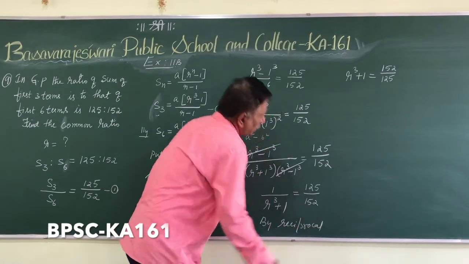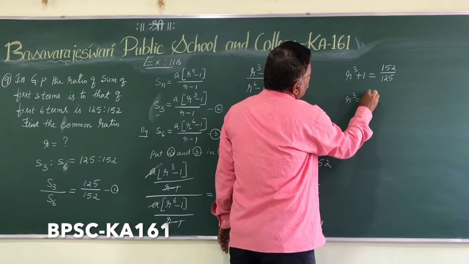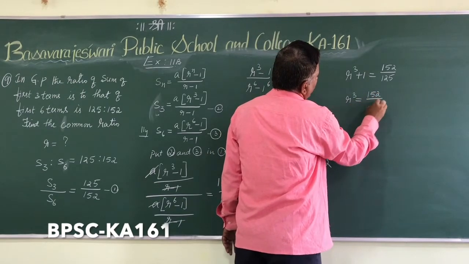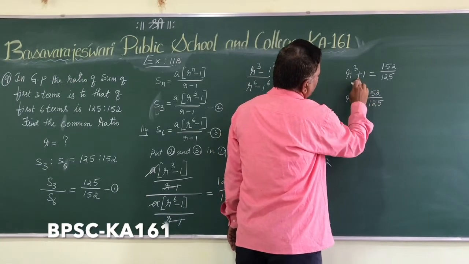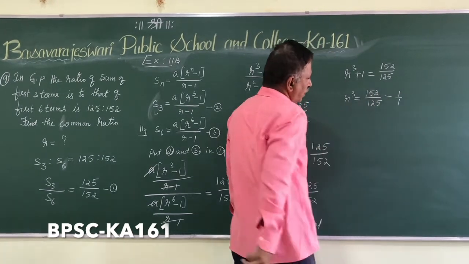So now send 1 that side. r cube is equal to 152 divided by 125. If I send plus 1 that side, it will become minus 1. This is nothing but minus 1 by 1.